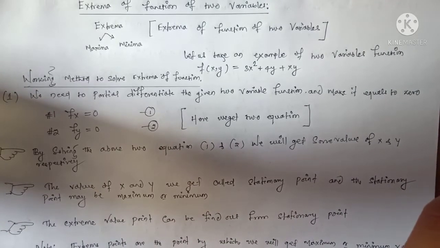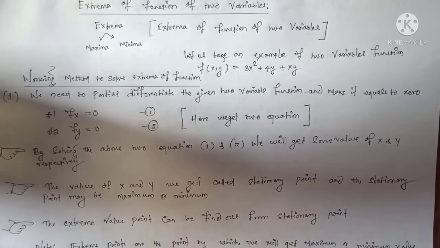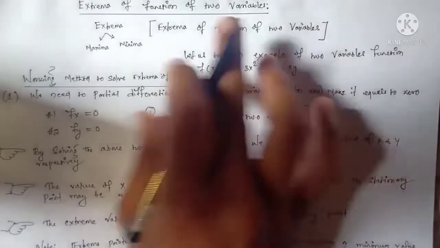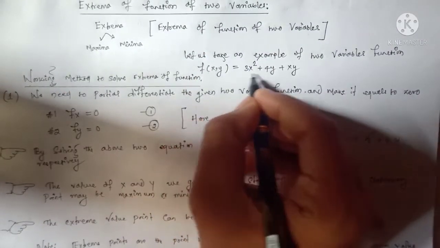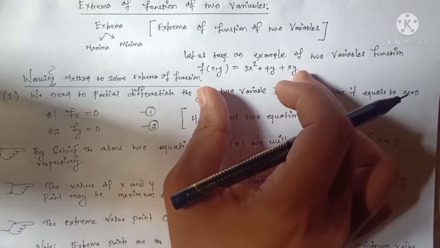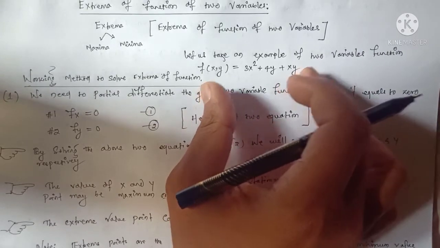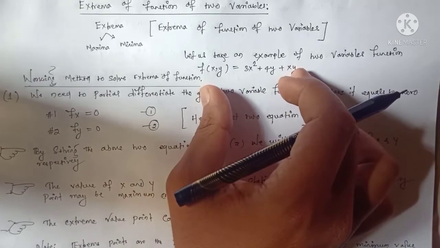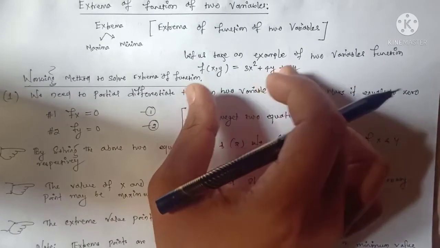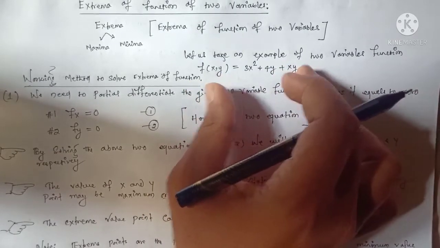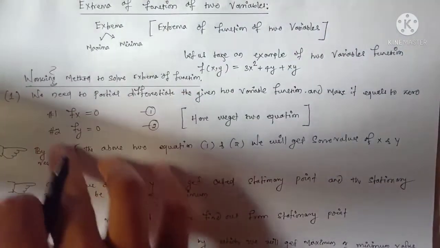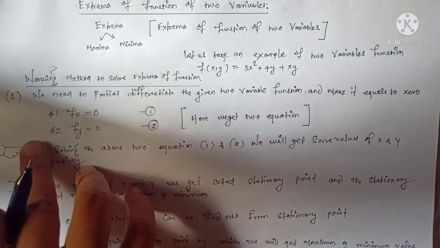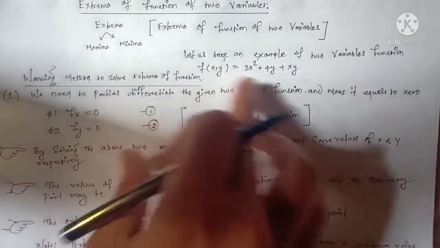In this lecture we will discuss extrema of a function of two variables. Extrema of a function means, let us consider a two variable function. We have to find the extreme points, that means the maximum point and minimum point for this two variable function. Here is a working method I have written, and through this we will solve the question.